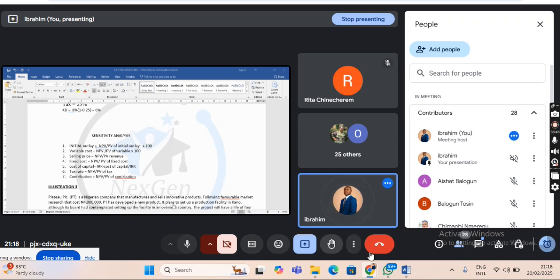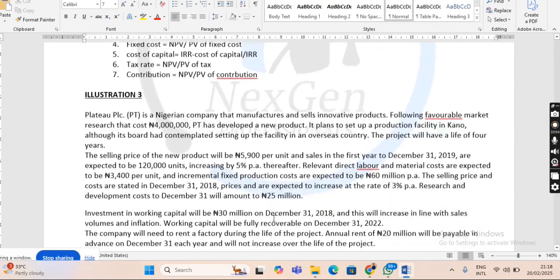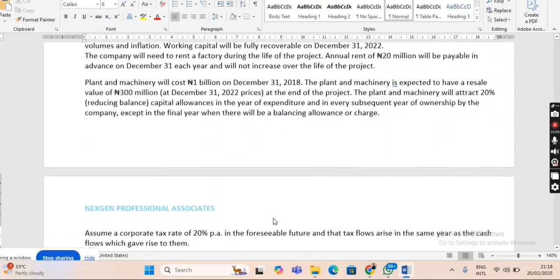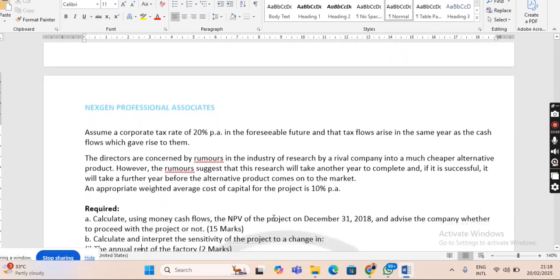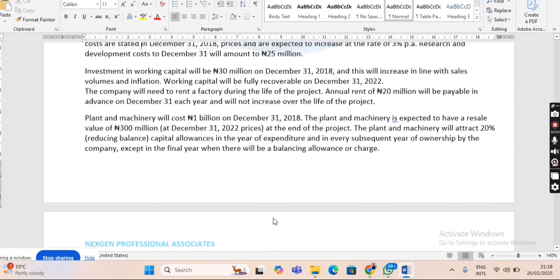Now, what next? Capital rationing. Oh, before we go to capital rationing, I think we need to look at this question together. This question is not difficult. It's just like the other one. We already have this material already, right? We have it.